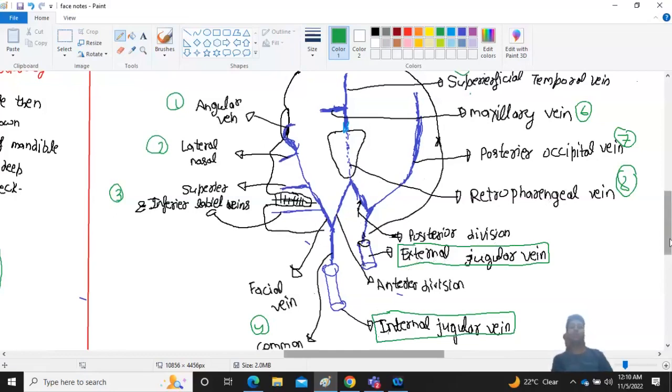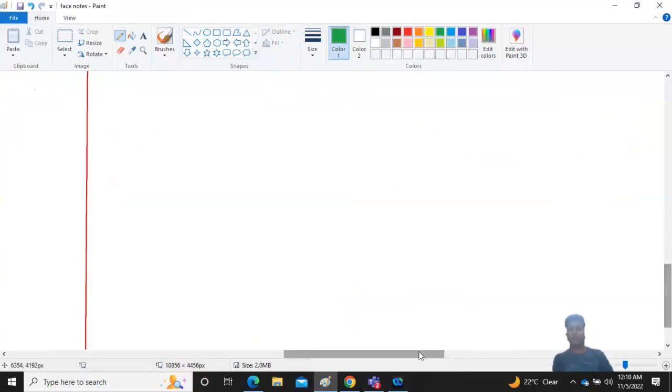So this is the venous supply. Now come to the nerve supply of the face.